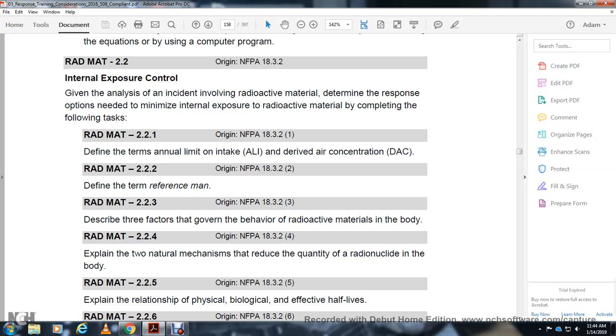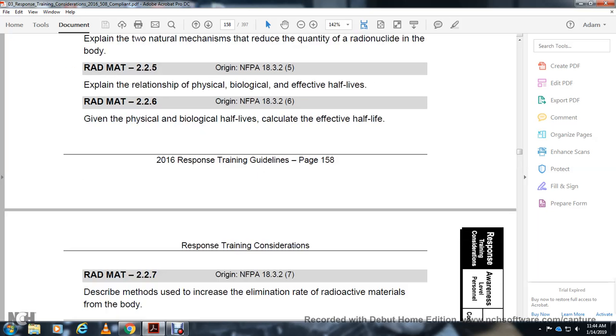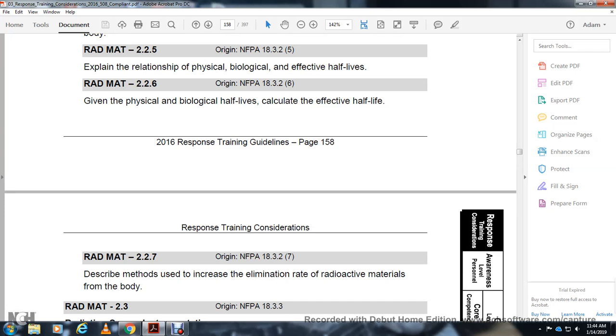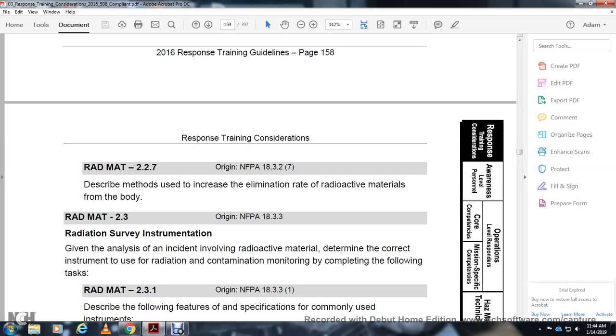Explain the relationship of physical and biological effect of the half-life. Give physical and biological half-life of the calculated effect of the half-life. Describe the net of the UV increase the elimination rate of the radioactive material from the body. The radiation survey instrument. Given an alpha incident involved in the radioactive material, determine the correct instrument for radiation examination monitoring, completing the following tasks.